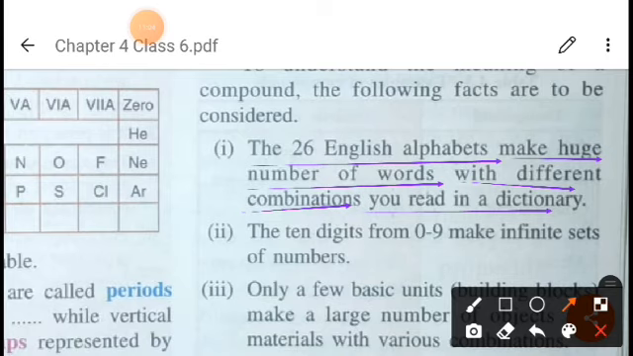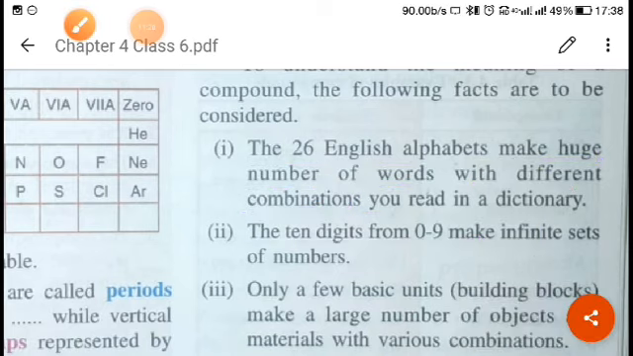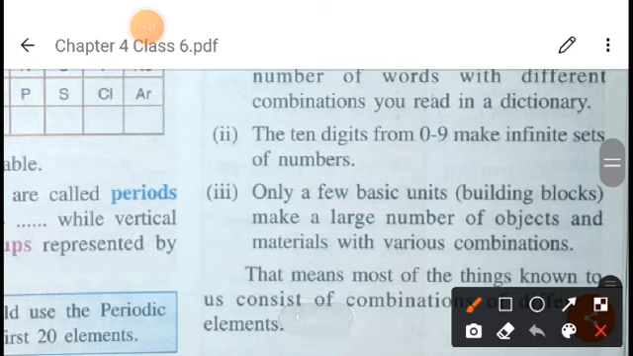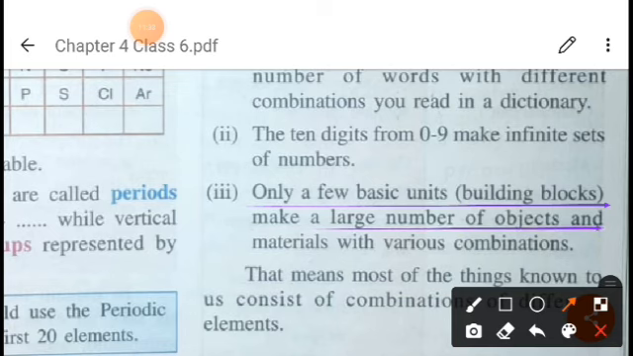right? In this way, when we talk about numbers, numbers are what, 0 to 9, right? So the 10 digits are from 0 to 9, and from these digits we make thousands and thousands of numbers, right? So only a few basic units, that is building blocks, make a large number of objects and materials with various combinations.